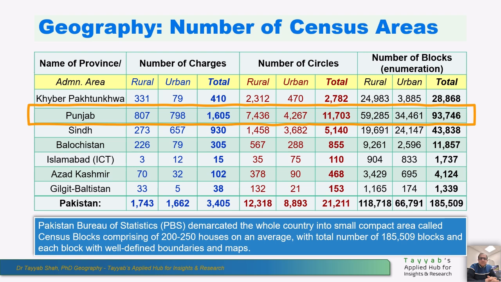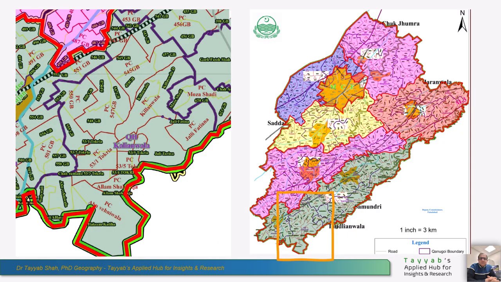Down from the charges, there are circles. You can see the total number of circles in the urban and rural areas. Finally, the last unit is the census blocks, which are also called enumeration blocks. There are about 185,000 blocks across Pakistan. So that is the number of units, in other words the polygons. If you want to visualize these locations, these are actually election maps, constituency maps.